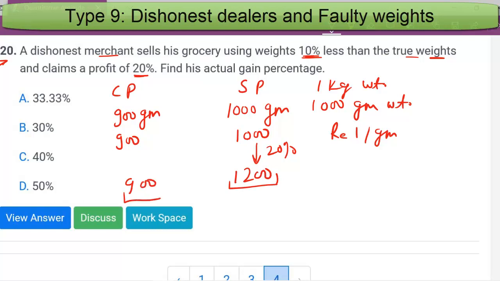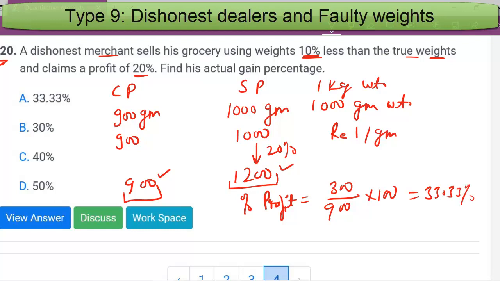So what I have done here is assume rupee 1 per gram as the cost of the good, so for him the cost price is 900 and the selling price is 1200. Now I can calculate the percentage profit. The percentage profit will be 300 divided by the CP, which is 900, multiplied by 100. So this will come out to be 33.33%, right? So A is the answer.